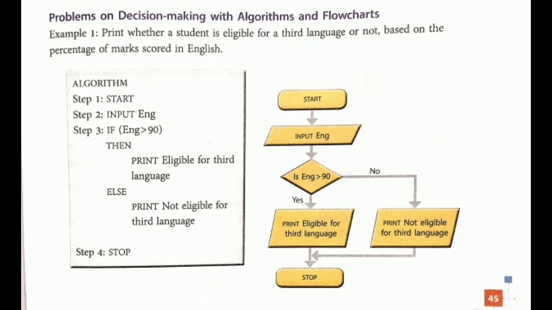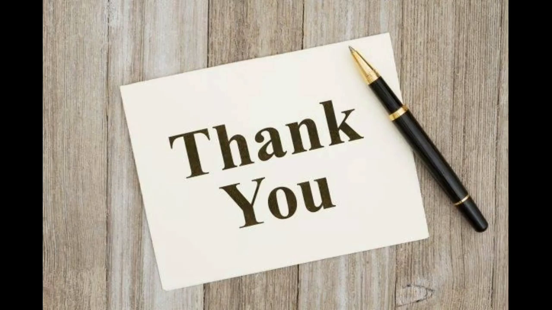So this is the algorithm and flowchart of finding whether a student is eligible for a third language or not. And with this we come to the end of this chapter, chapter number 4, algorithm and flowcharts.